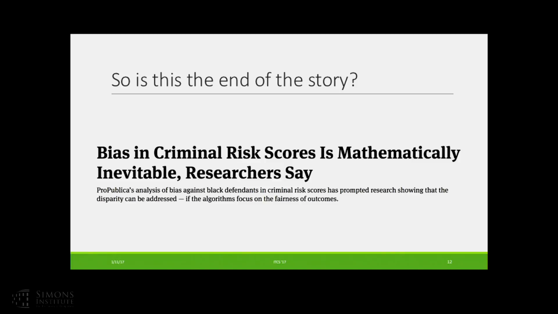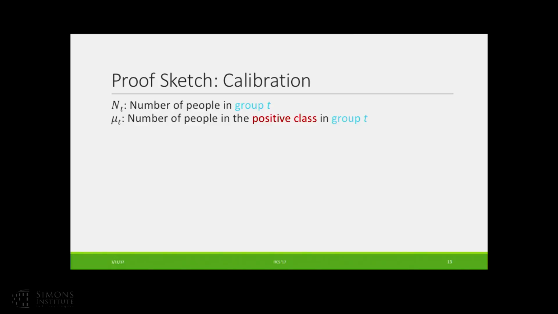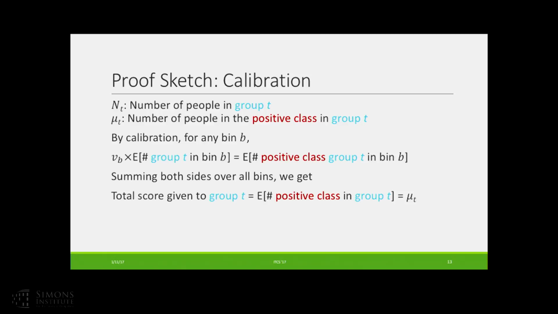So I'm going to run through a proof of why this is the case, and it's actually pretty straightforward. First, I'm going to look at our calibration constraint and see what this implies. To do so, I'll introduce a little bit of notation. N_T is the number of people in group T. Mu_T is the number of people in the positive class in group T. Let's analyze our calibration constraint. For any bin B, the score given to the people in that group should be equal to the expected number of positive class people. That's the calibration constraint. If we sum this constraint over all of our bins, we get that the total score allocated to group T is equal to the number of positive class people in that group, which is mu_T.